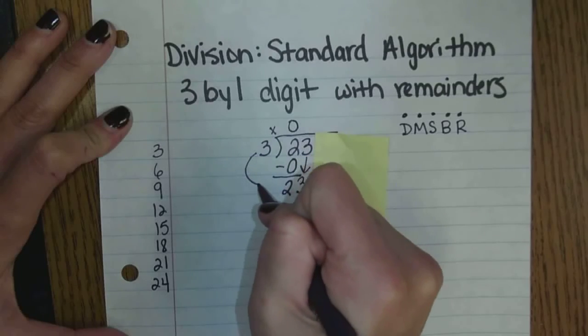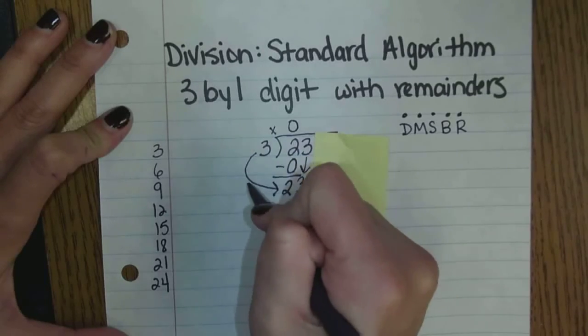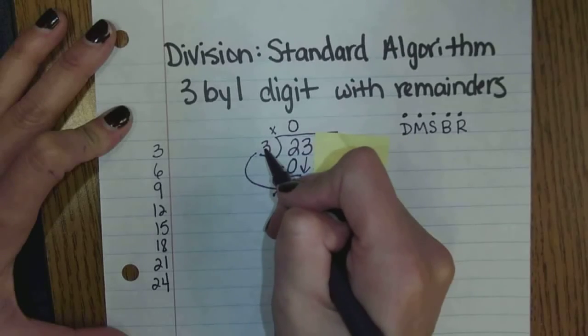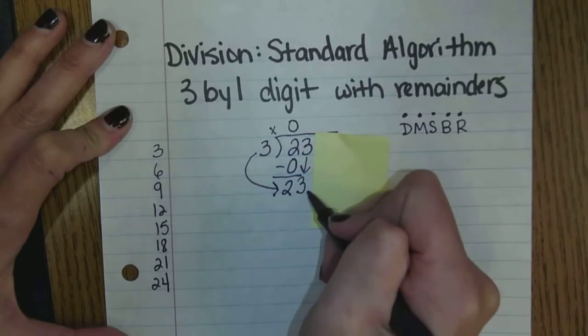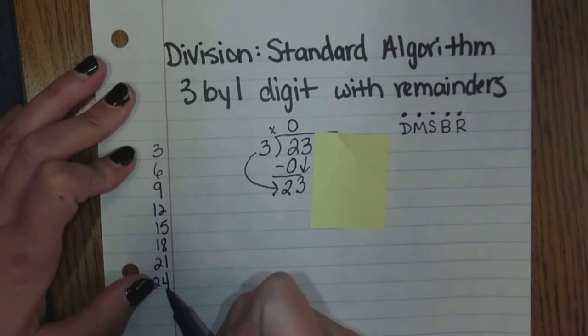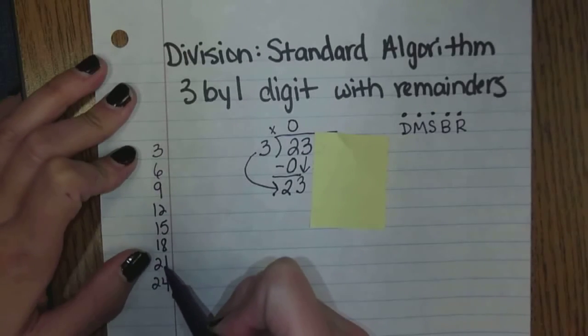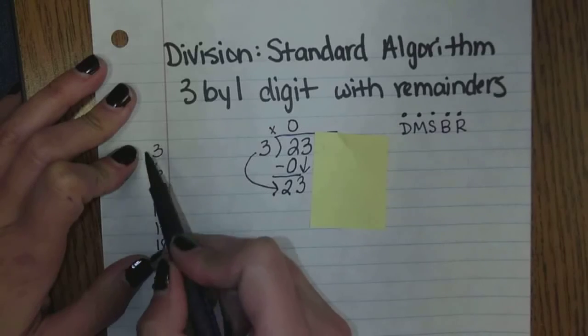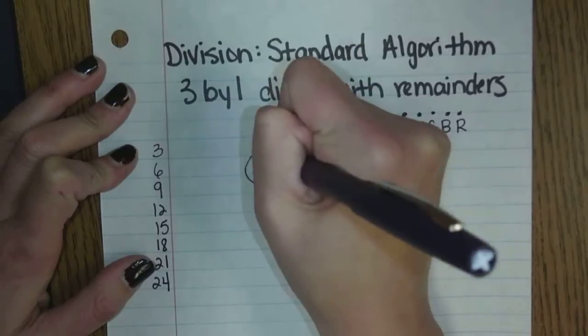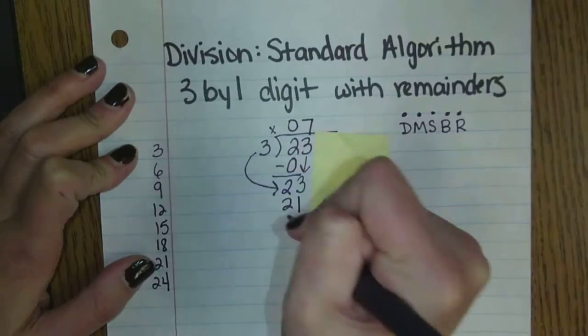This is where they get stuck most of the time. We're going to do 3 and draw our arrow for repeating to our next row again. So how many times can I count by 3 to go into 23? Or 3 times what will get me close to 23? Looks like 24 is over, so I'm going to have to do 21, which is 1, 2, 3, 4, 5, 6, 7. 3 times 7 is 21.